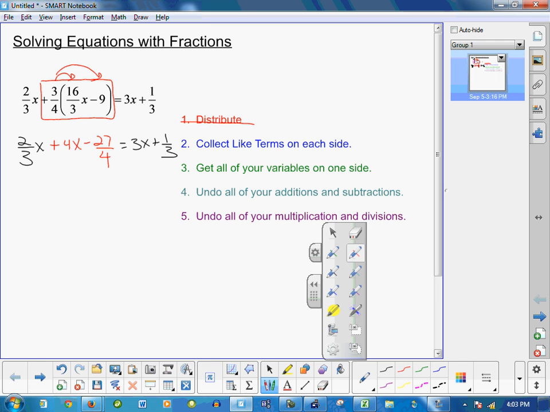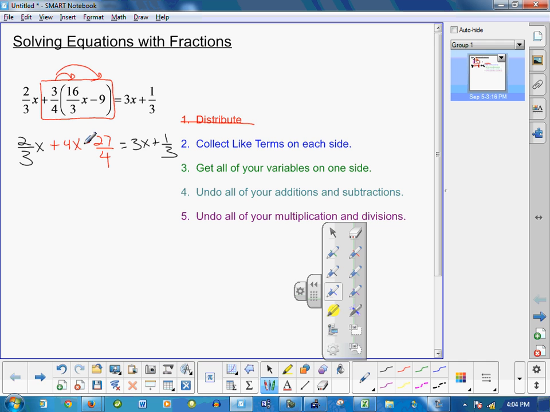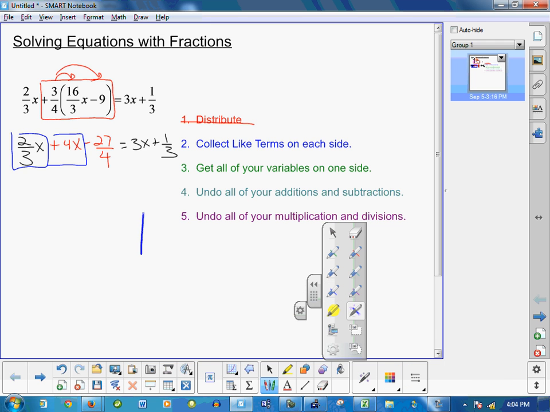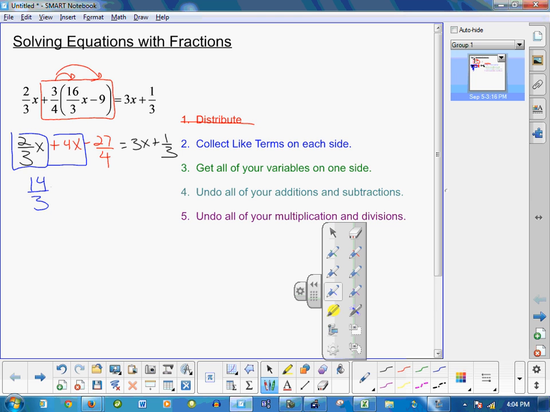So, step 2 says that we will collect like terms on each side, and I will look to do that here in blue, and I'll see that I have a 2/3 x term and a 4x term. I obviously can't collect in this 3x because it's not on the same side. So I will just use my calculator to assist me on that. I think it's 2/3 plus 4, which is obviously 4 2/3. But I will just real quickly use my calculator to get the improper fraction for that. I notice that it is in fact 14/3 x.